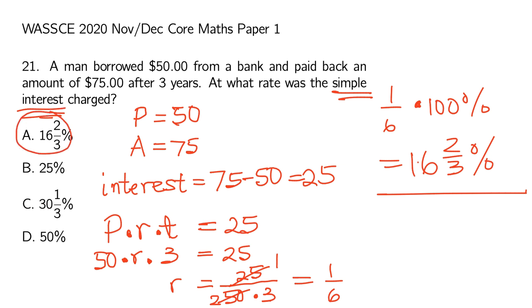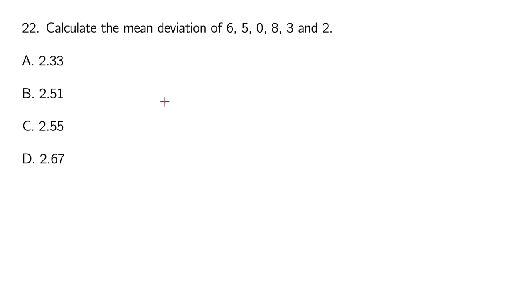The next problem is 22. It says calculate the mean deviation of 6, 5, 0, 8, 3, 2. To get the mean deviation, we first need to find the mean. So what's the mean of these numbers? We find the sum, 6 plus 5, 11 plus 8, 19 plus 3, 22 plus 2, 24. And then we divide by how many numbers there are. There are 6 numbers. 1, 2, 3, 4, 5, 6. So 24 over 6, that gives us a 4.